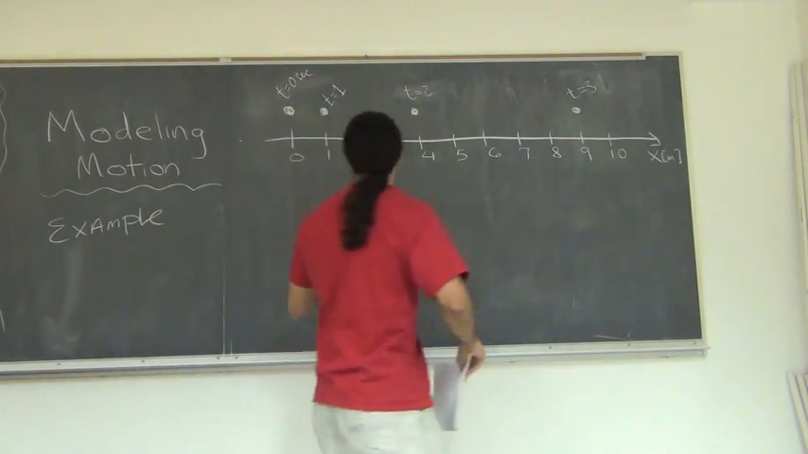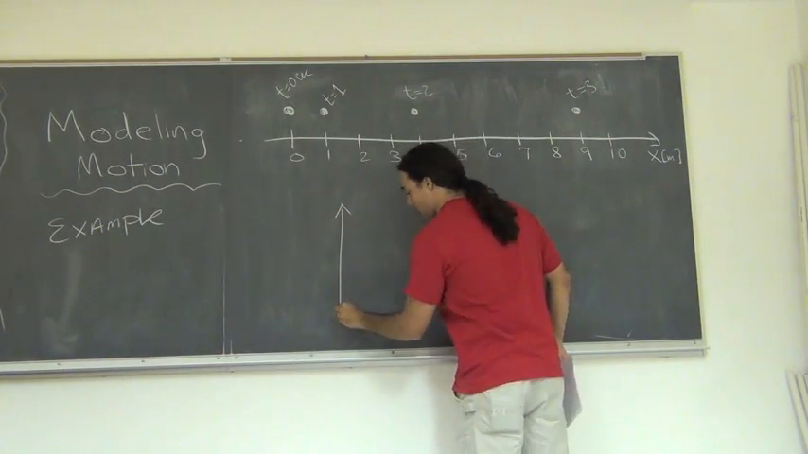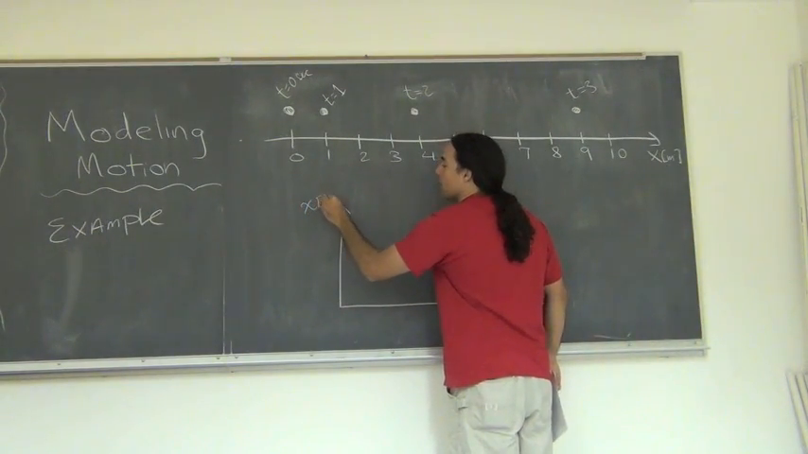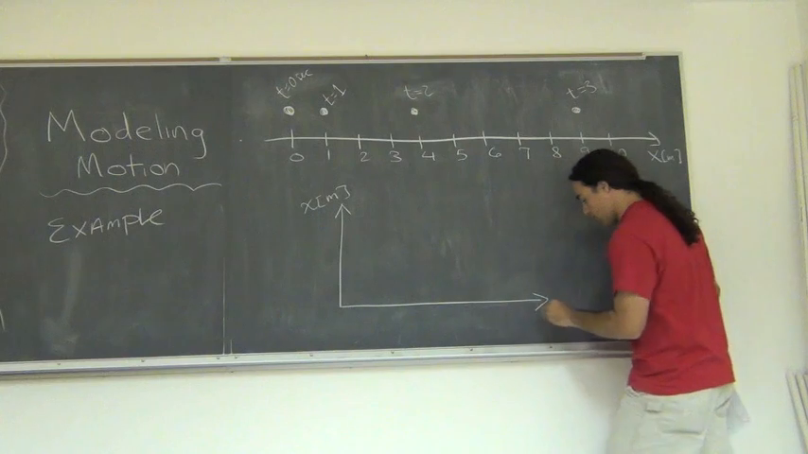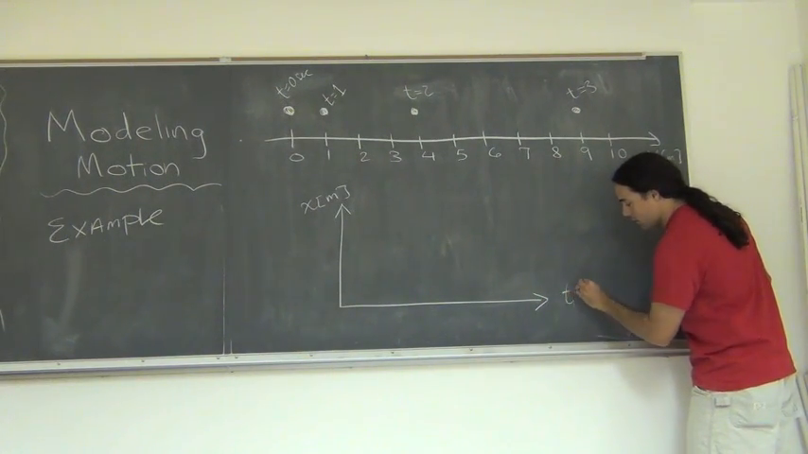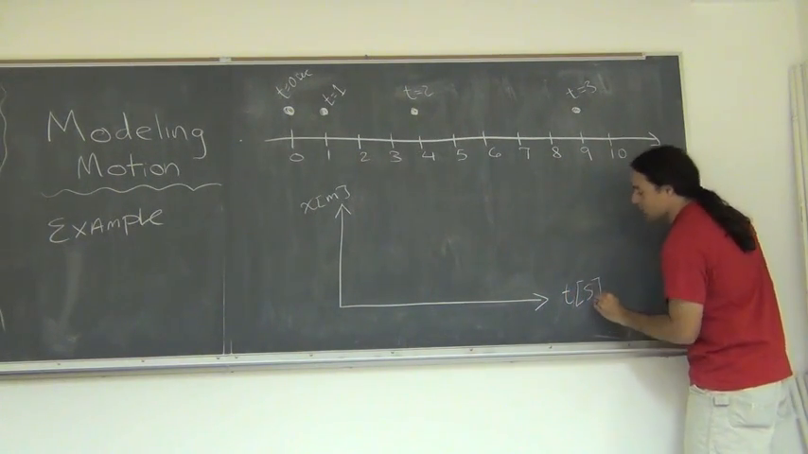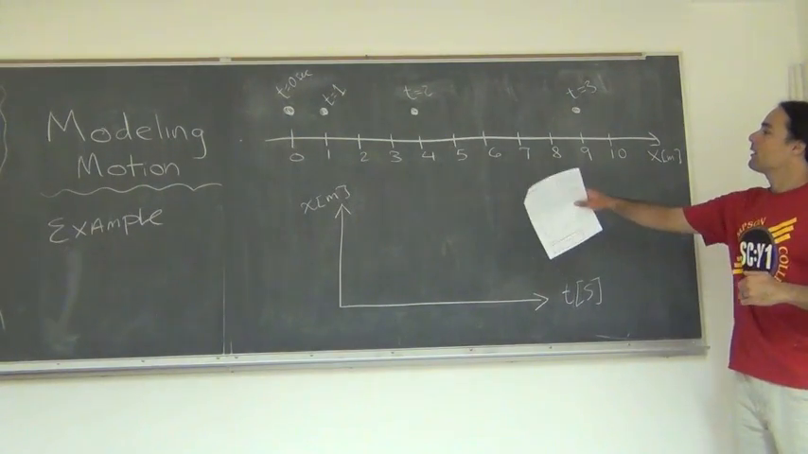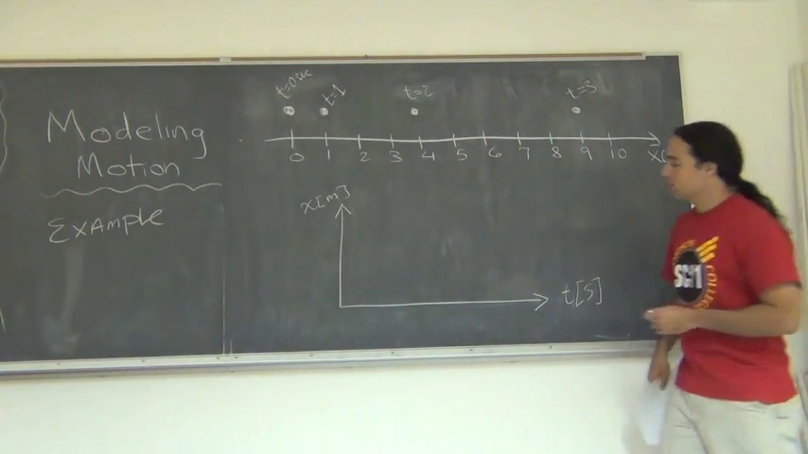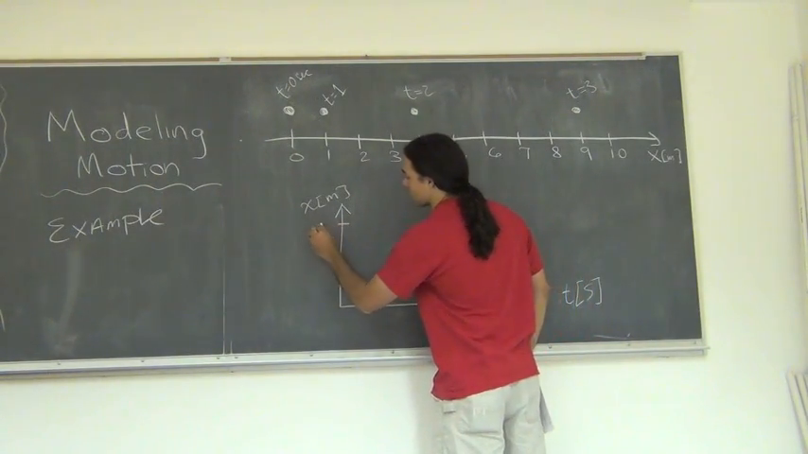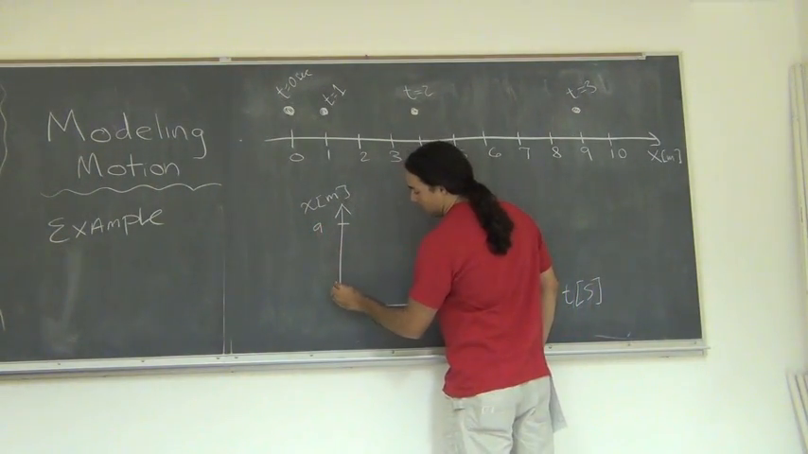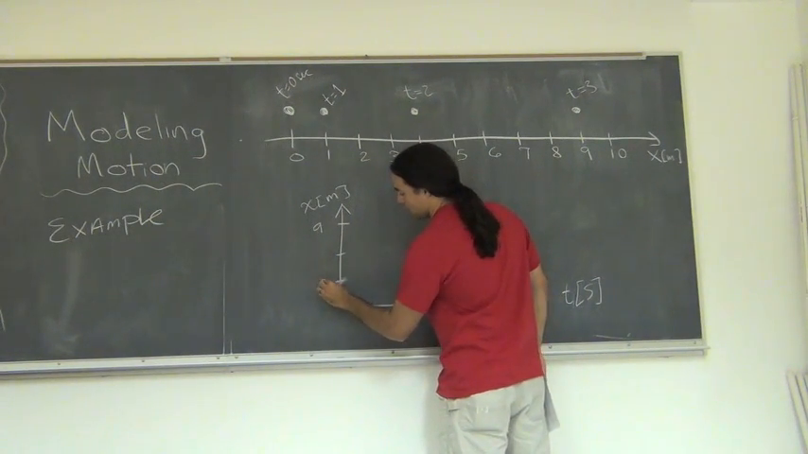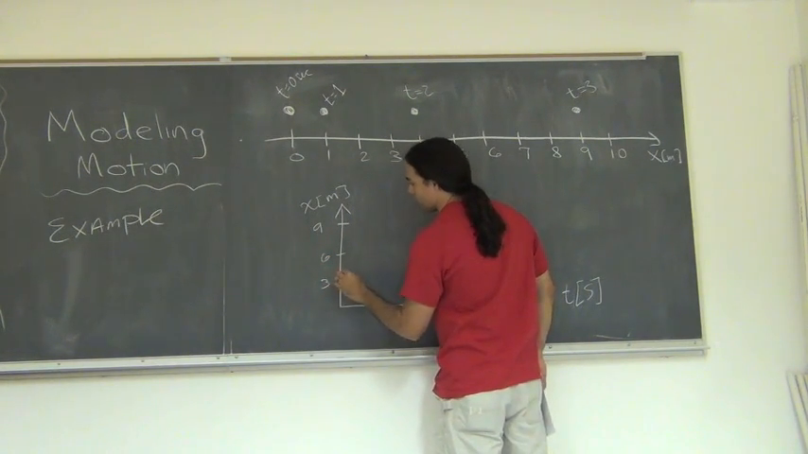So we're going to start again by making a position versus time graph. My x in meters on the y-axis, on the horizontal axis we'll have time in seconds. My total displacement is 9 meters, so I want to go up to 9 meters. And let's just break this into thirds for now. That's a 3, that's a 6.